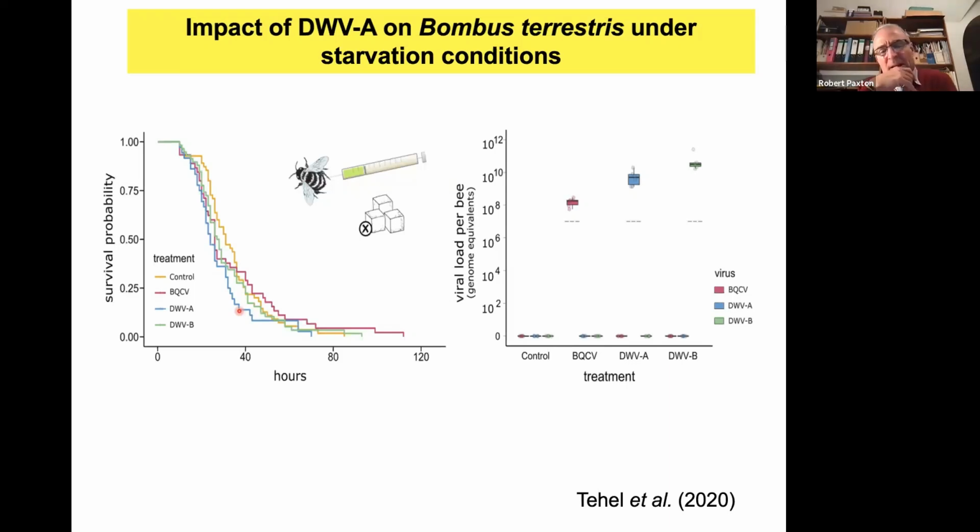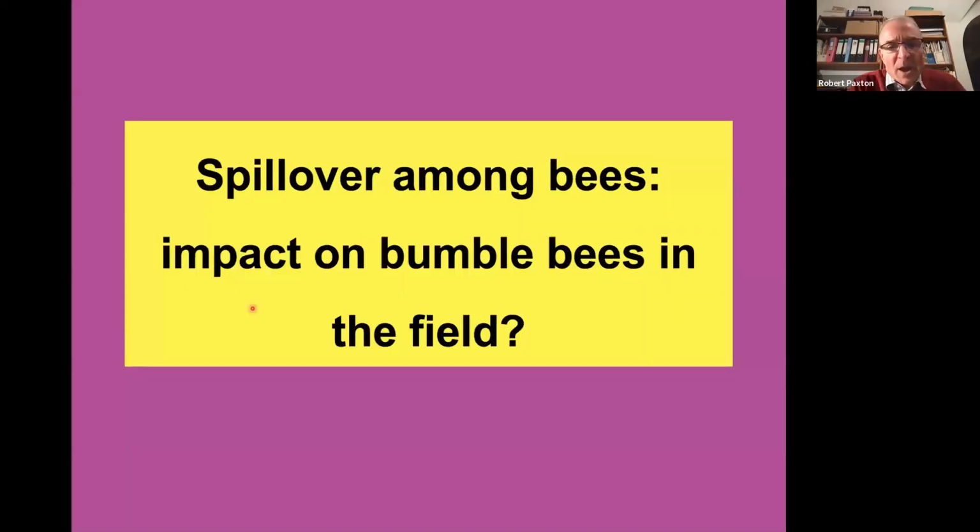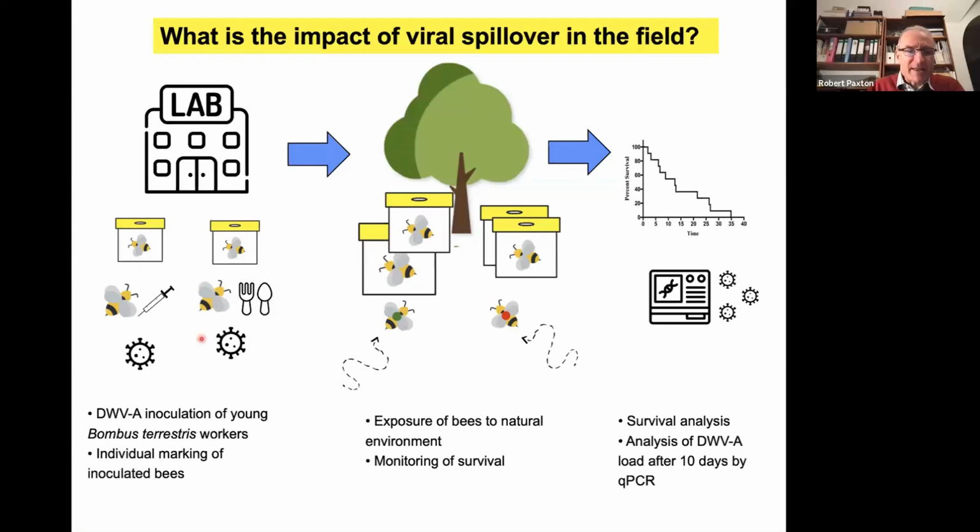And we thought, okay, laboratory experiment, well, what happens out in the field where it's much more stressful? Maybe they're often in these sorts of situations where they're almost starving. So here we've tried to look at the impact of virus on bumblebees in the field. The experiment goes like this. We take bumblebees from the laboratory, we infect them either by injection or by feeding. Then we introduce them into colonies which we've placed out in the field.